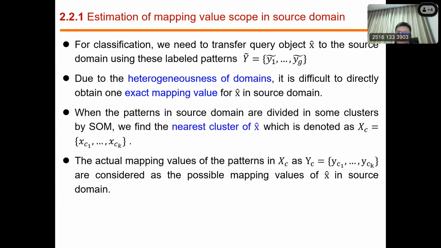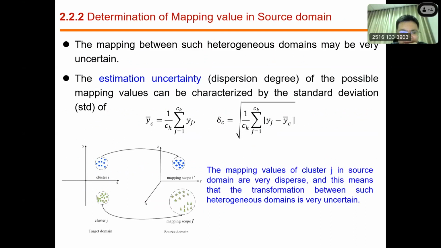For example, for one pattern, we will find the nearest cluster, not the nearest neighbors. We just find the nearest cluster. This cluster may contain a set of patterns, not only one. So we think these multiple mapping values can represent the mapping value of this object. If we just use only one, it is not sufficient. Okay, we will see this figure.